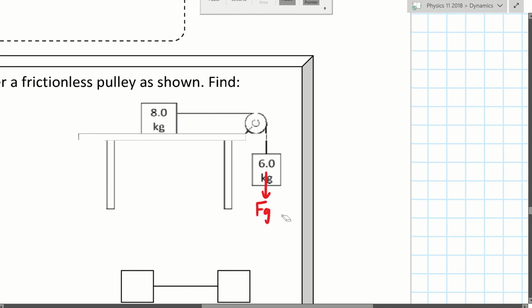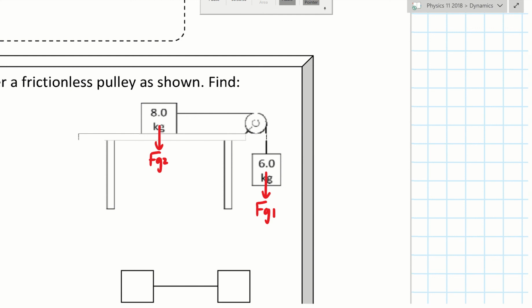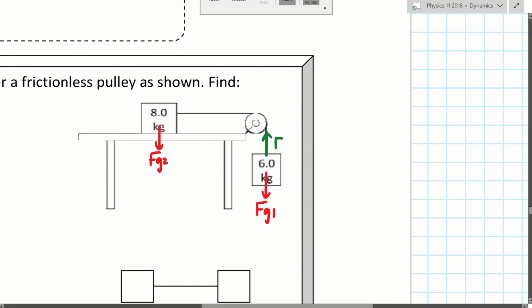Now, this is what I consider level 3. Which one is 1 and 2? Doesn't really matter. I'll say this is FG1 because I drew it first, and that's FG2 right here. I'll put tension up like this. So this wire is bent around, so this is also tension. These two tensions are internally canceling out each other.